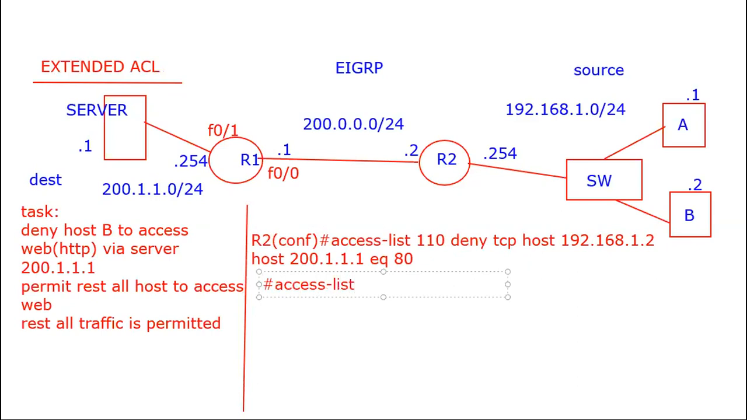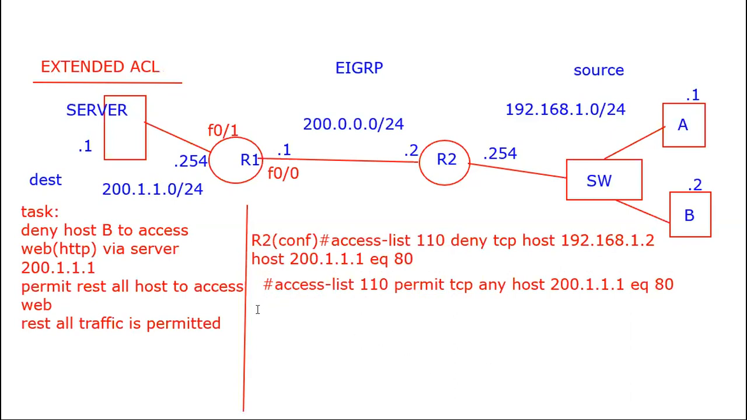So in the next statement, it will be access list 110 permit. Now, the next statement is to permit rest all to access web. Again, we are just talking about web. So permit TCP. Now, for rest all, instead of host, we are using any, because rest all. And the destination is still the same, host 200.1.1.1, because that is the web server in our case, equal to 80. So these two statements say that host B is denied to access web and rest all are permitted to access web, port number 80.